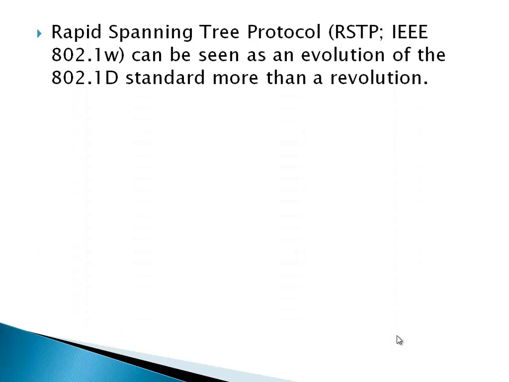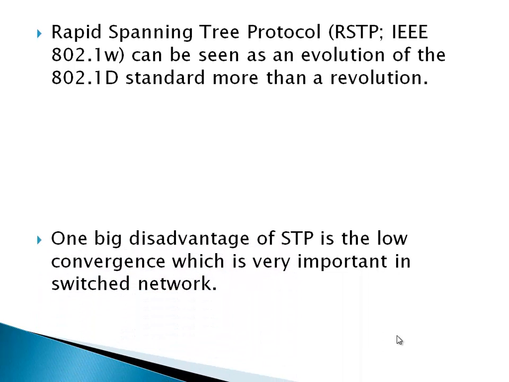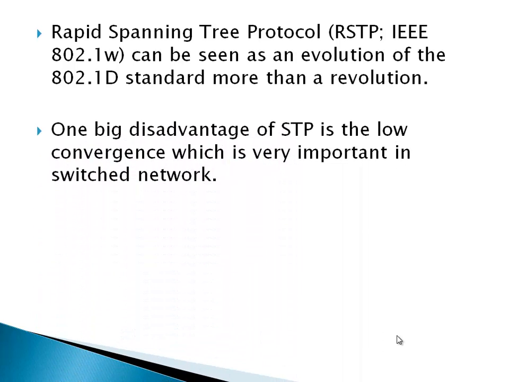Rapid Spanning Tree Protocol, RSTP 802.1w, is an open standard protocol that can be seen as an evolution of the 802.1d standard more than a revolution. Evolution because the main improvement is speed, so it's rapid. The one big disadvantage of the Spanning Tree protocol is slow convergence, which is very important in a switch network. Slow convergence means it's very slow. It takes up to 50 seconds to converge with the timers: blocking, forwarding timers, listening, learning, and so on.